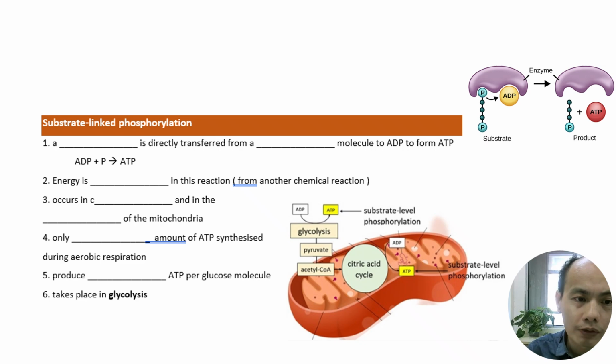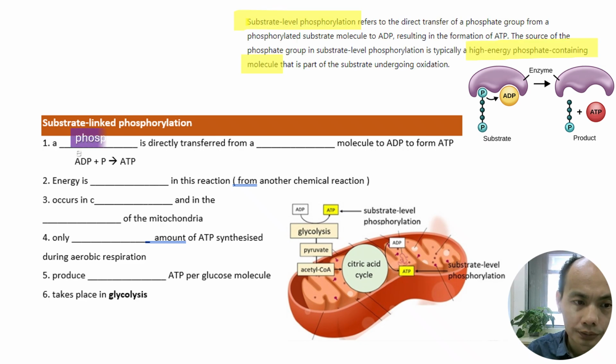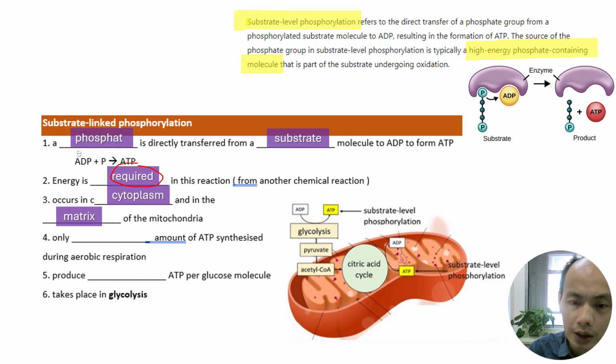So substrate-level phosphorylation, okay, phosphate is directly transferred from the substrate to ADP to form ATP. So energy is required at the beginning, this is the main point. It occurs in the cytoplasm and also in the matrix of the mitochondria. Okay, this one we will further discuss in the matrix. So where is the matrix? Matrix is inside. Okay.